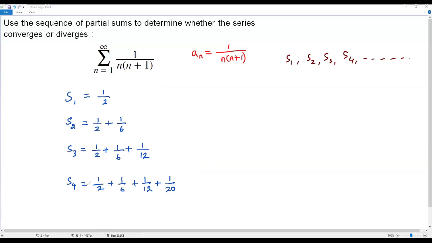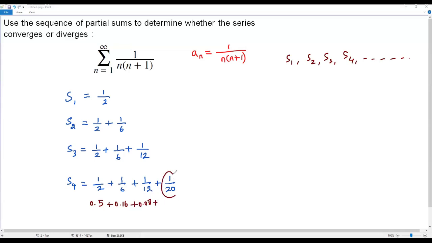When I consider the first term of the fourth partial sum, S4, it is just 1 over 2, which is 0.5. Its value is, let me write it over here. And when I consider the second term over here, 1 over 6, this is less than the previous term, 1 over 2. Its approximate value is 0.16. And also when I consider the third term, it's less than the previous term, 1 over 6, and its approximate value is 0.08.